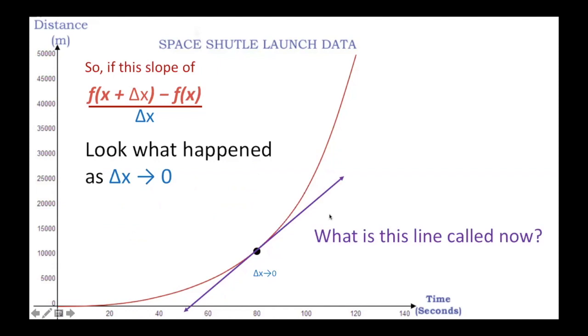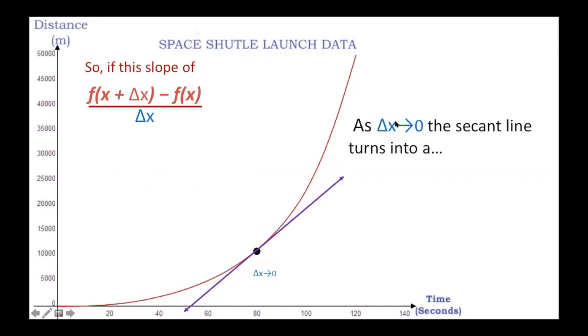And look what happens now. It's not a secant line. This purple line just barely skims, it just nips or clips the red curve right here. So what is this type of line called? As delta x approaches 0, the secant line turns into a tangent line.